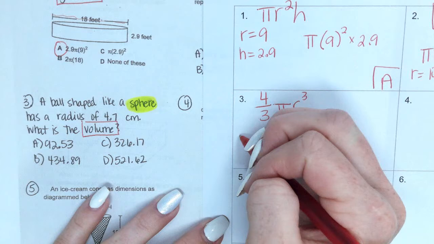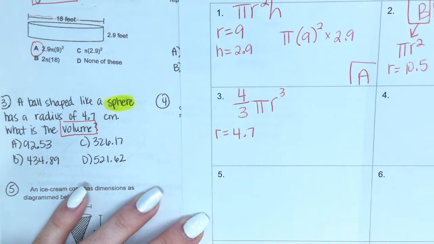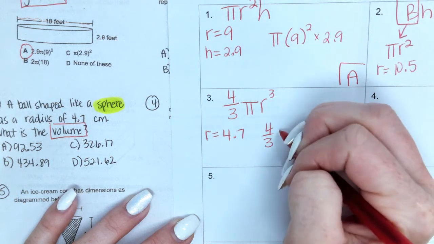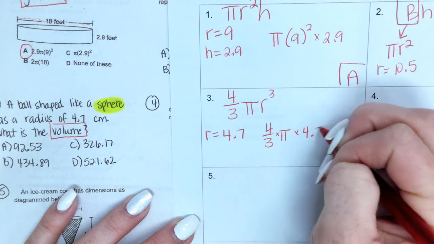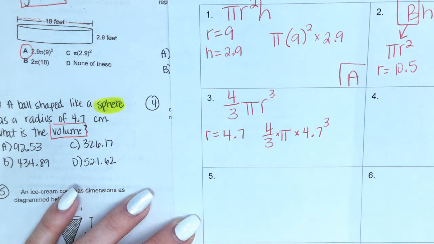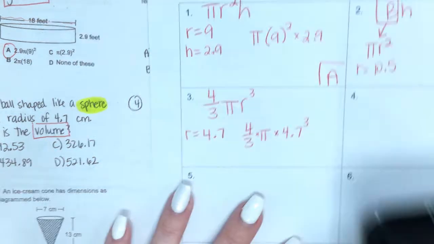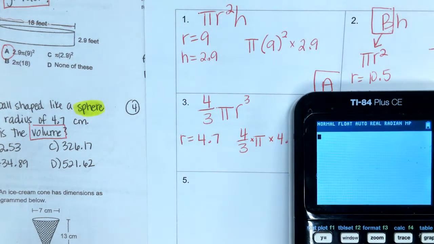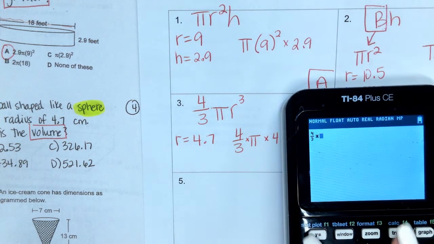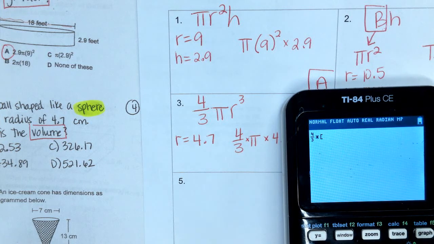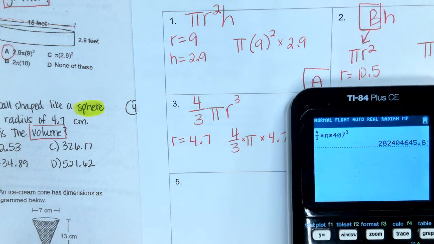Did they give you the radius? 4.7. So you should have plugged in 4/3 times pi, there's my times, times 4.7 to the 3rd power. So I need my calculator and I need to type that in. So 4/3. Don't write down the wrong formula. Oops, that is not a pi. Times pi times 4.7 to the 3rd power.